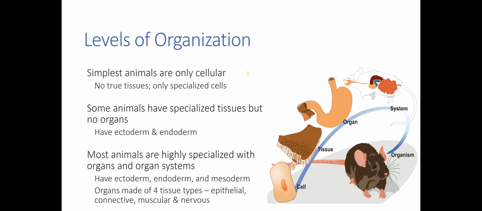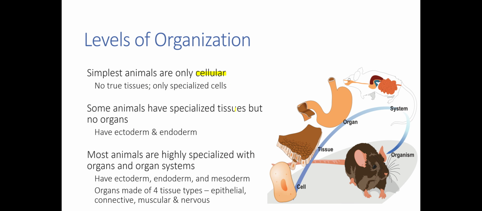All right, something else that we could group animals by are their levels of organization. Now, most animals are going to be highly specialized, but not all of them follow that cell, tissue, organ. Some of the very simplistic ones are pretty much only cellular. They don't really have organized tissues. They just have some specialized cells that help them accomplish some functions.